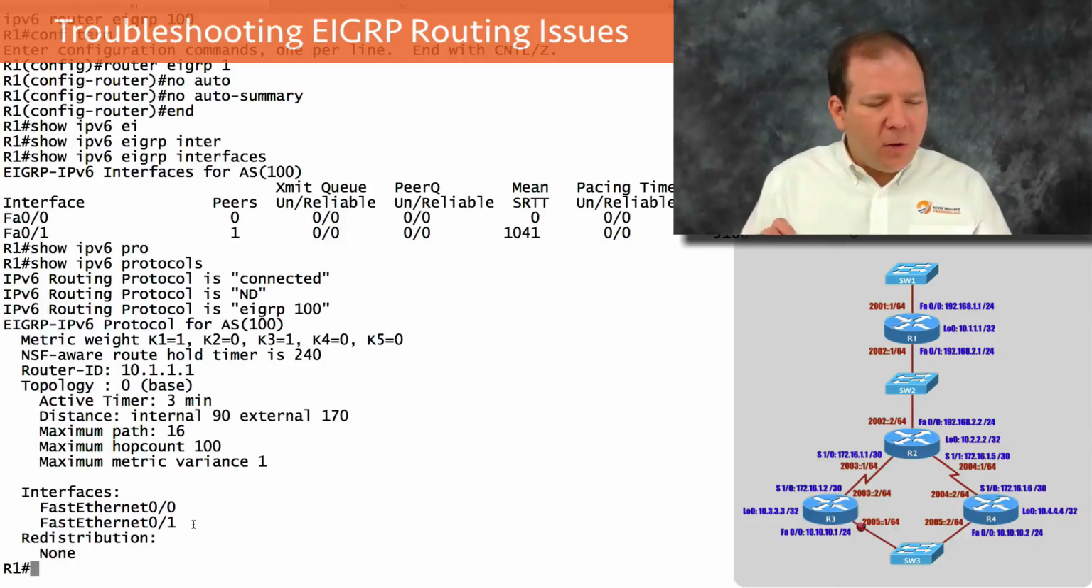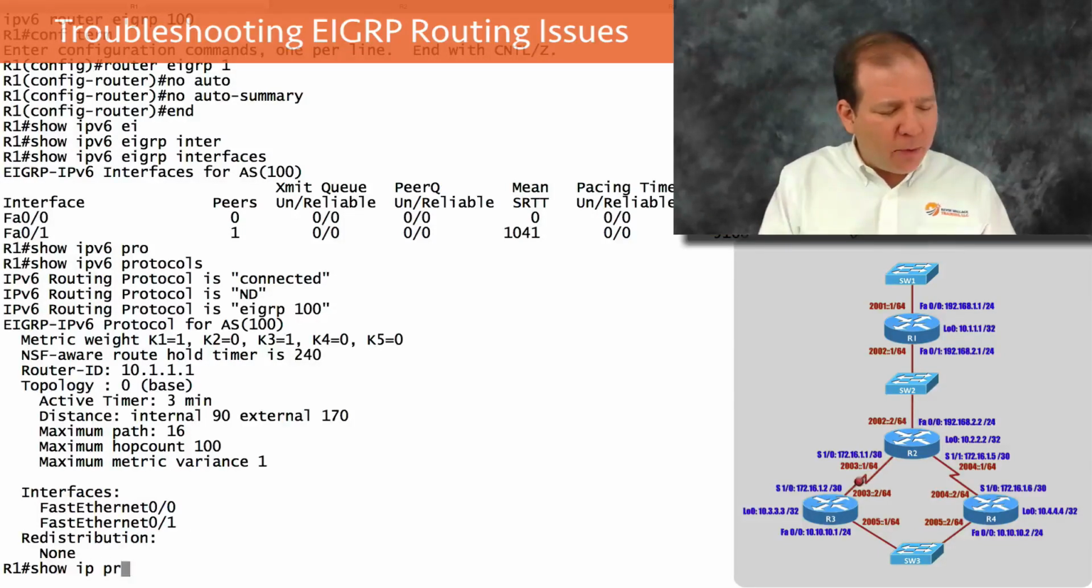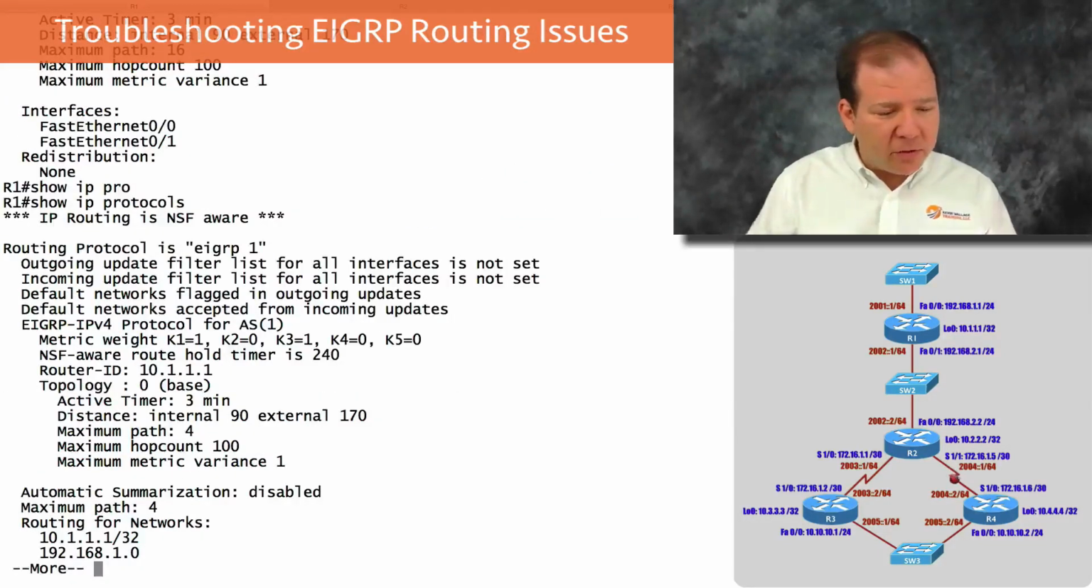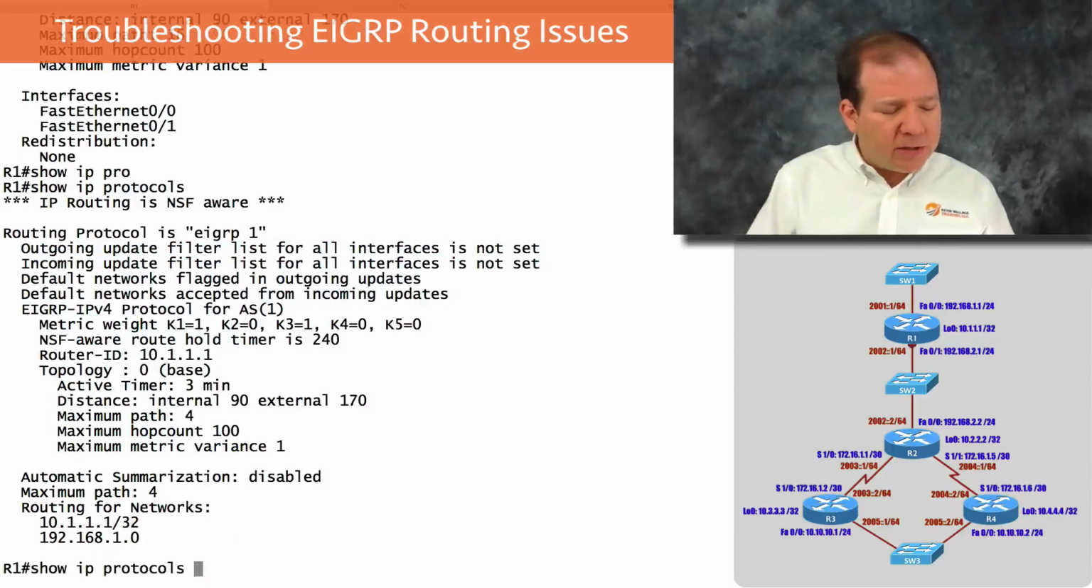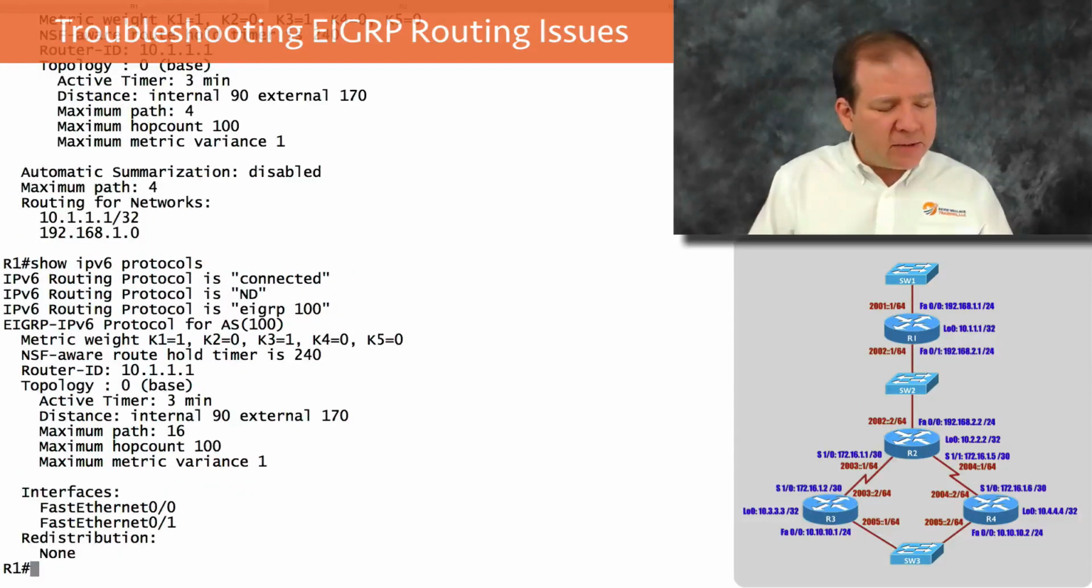Well, the show IPv6 protocols command doesn't give us quite as much information as the show IP protocols command. Let me show you. Show IP protocols, if we're dealing with IP version 4, it talks about any incoming or outgoing filtering that we might be doing. We don't see that with IP version 6, but based on the symptoms, we may be filtering routes. Are we? Well, let's take a look.